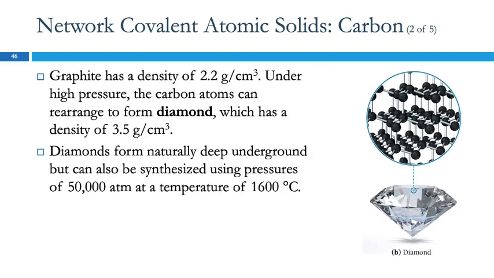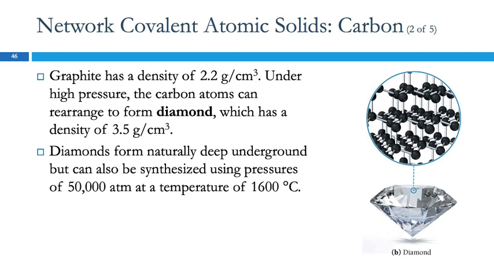So graphite has a density of 2.2 grams per cubic centimeter. Under high pressure, the graphite can rearrange and have a density of 3.5 grams per cubic centimeter. And this allotrope is called a diamond. And a diamond looks a lot different than graphite, right? Graphite is soft and slippery and black, and diamonds are very hard and beautiful, right?